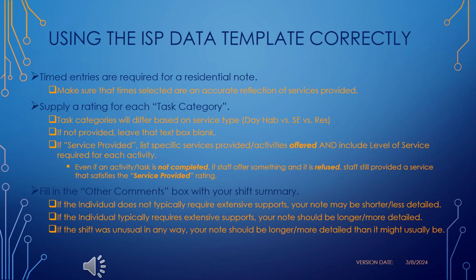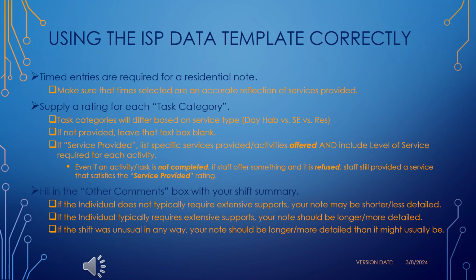When filling out the second section, the Other Comments text box, this is where staff are expected to write a detailed summary of the events and services provided during their full shift. This should not be a word-for-word reiteration of the information from the task categories. A common example of what I'm talking about is toileting or assistance in the bathroom.